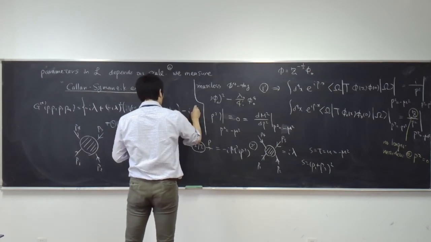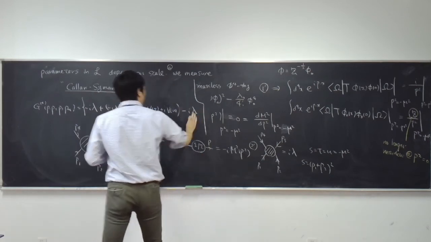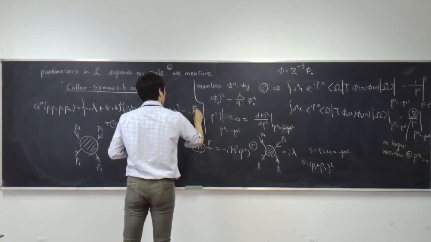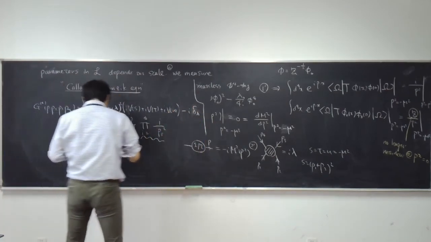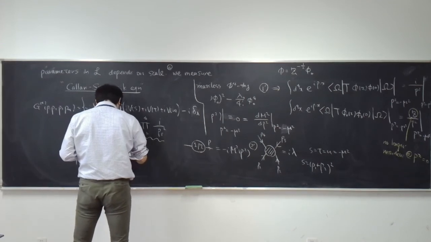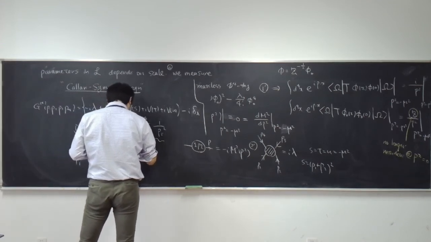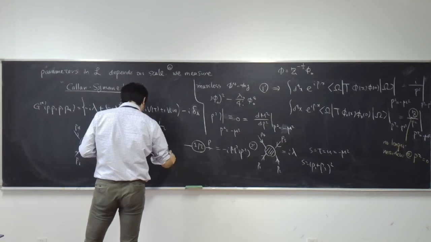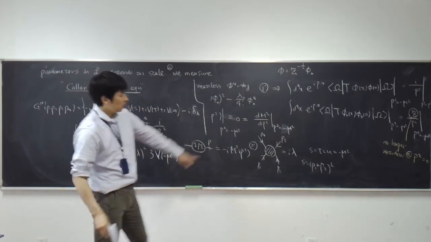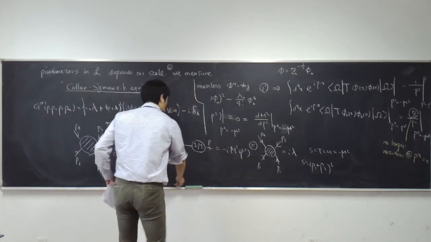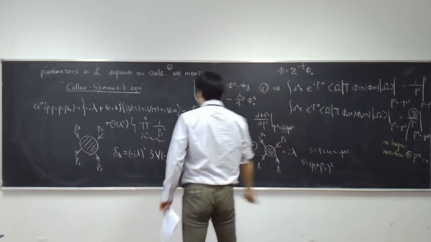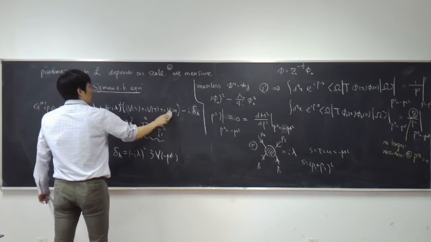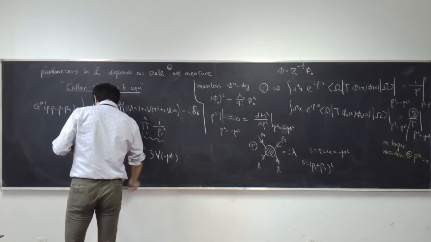Minus i lambda, sorry, minus i delta lambda. Delta is the counterterm. And so delta lambda is equal to minus i lambda squared 3b minus mu squared, once you impose the condition 2 prime. So s is equal to minus mu squared, and it should cancel delta lambda.